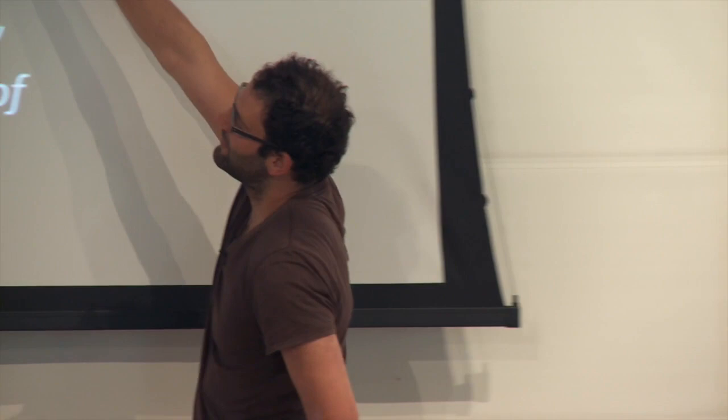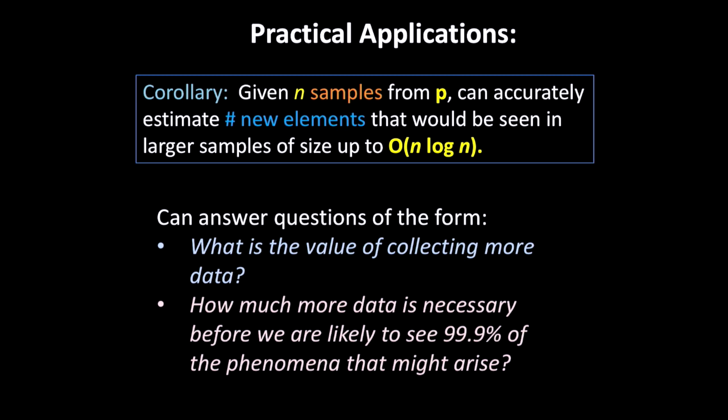And basically what this means is you can answer questions of the following form. You can answer questions of, you know, what's the value of collecting more data? Suppose you take 10 times as much data, how much new stuff will you discover? Or you can start asking questions like, how much data is necessary before we're likely to see almost all of the mass in the distribution?